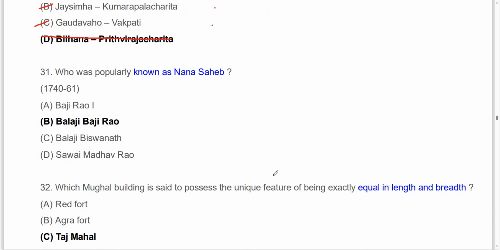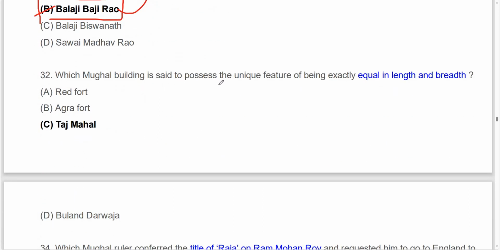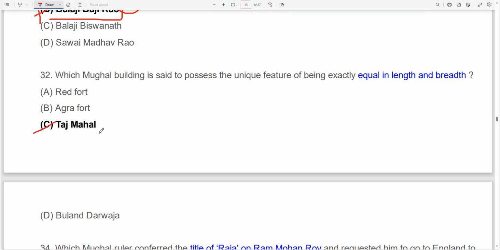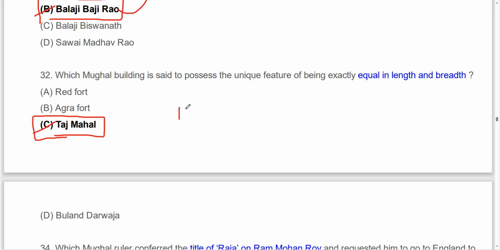Moving on, who was popularly known as Nana Sahib, 1740 to 1761? Balaji Bajirao was known as Nana Sahib. Moving on, which Mughal building is said to possess the unique feature of being exactly equal in length and breadth? The Taj Mahal. Taj Mahal holds this unique distinction of being square in shape, equal in both length and breadth.